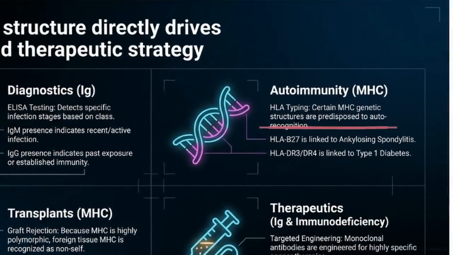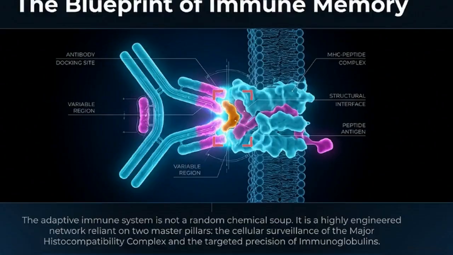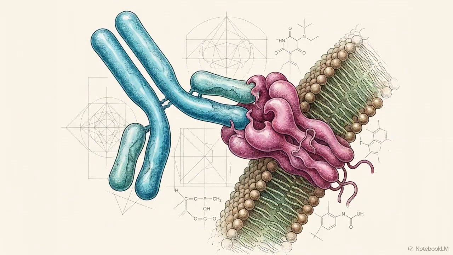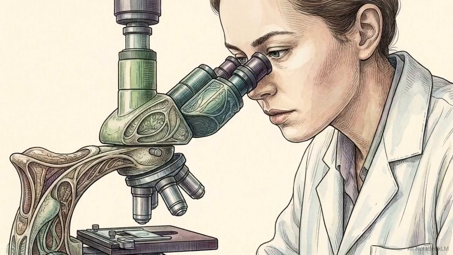Let us return once more to the physical point of contact. In the immune system, structure strictly dictates function. Total mastery of this physical architecture is the foundation for modern clinical intervention and the ultimate mechanism for saving human lives.